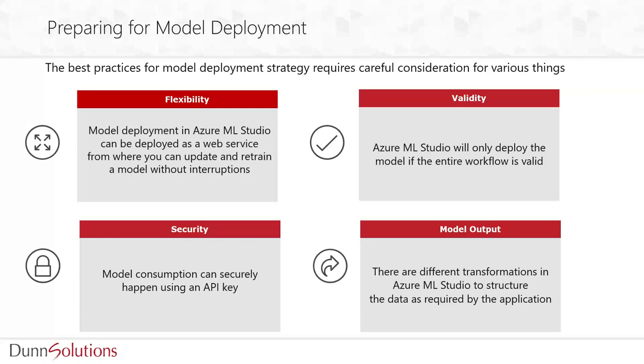Next comes validity. Azure workflow validates the entire process before deploying the model. So this is basically preventing us from deploying faulty models. And we wouldn't want to do that because it's better to have an old model rather than something that's not working and breaking off. Third one is security. The consumption of this model happens securely over a web service endpoint, and you can also use other Azure functionalities to make it even more secure. Finally, the model output. Azure ML Studio offers transformations to structure the data as your application wants to consume it. So just to reiterate, it's vital to consider all these variables while you're strategizing your deployments.